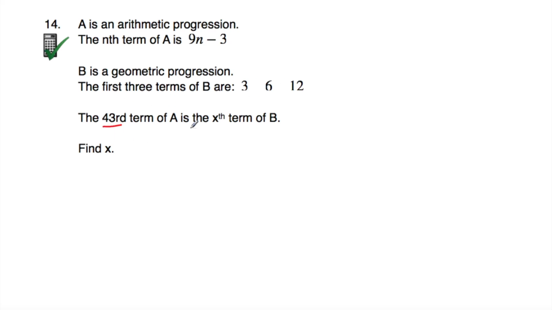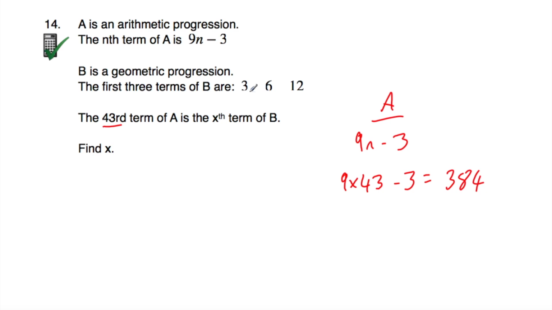So let's find what the 43rd term of A is. The nth term is 9n minus 3, so to find the 43rd term we just do 9 times 43 minus 3. It's a calculator question, so 9 multiplied by 43 and then take away 3 is equal to 384. Remember, to find the first term, we substitute in 1. To find the second term, we substitute in 2. So to find the 43rd term, we substitute in 43. 9 times 43, take away 3 is 384.